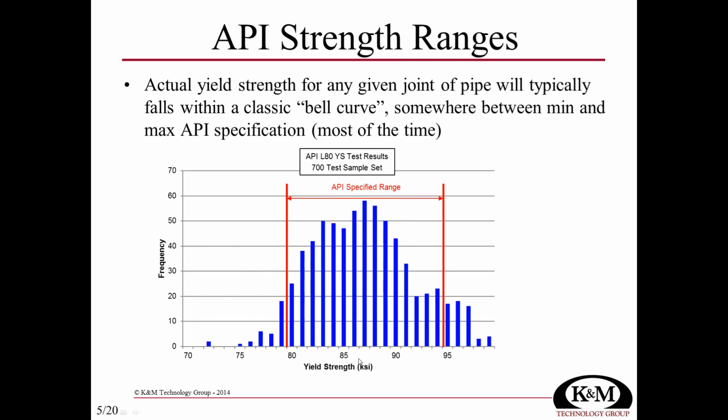Well, this is an interesting piece of data. This was a 700 test sample set from a casing manufacturer where they took some L80 pipe and performed that stress strain analysis to figure out what the yield strength was, and did some statistics on it. You can also see with the red vertical lines what API specifies as the minimum yield strength and the maximum yield strength. For the most part, most of those sample tests fall within that range. But there are a few tests that fall below the range and a few that fall above it. The vast majority of the data is somewhere in that range.